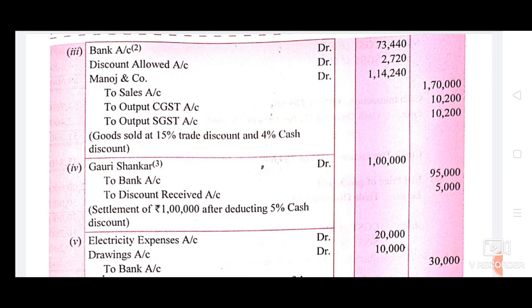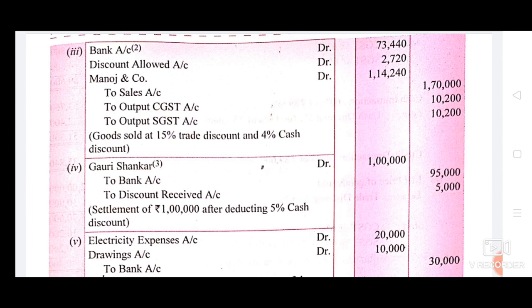Sold goods to Manoj and company. We have already calculated percentage etc. in our working note. So see the working note. In this working note, we have sold goods to Manoj and company. Okay, and list price of goods sold is rupees 2 lakhs. So we have already calculated the amounts. See the working. After deducting trade discount, amount receivable is 1,70,000. After adding CGST and SGST, total amount receivable 1,90,400.